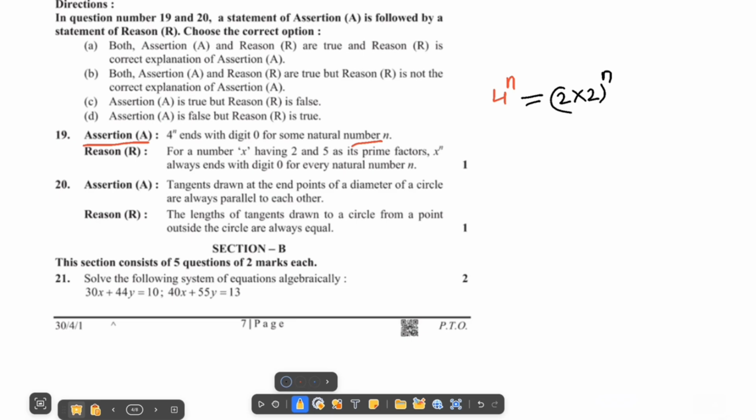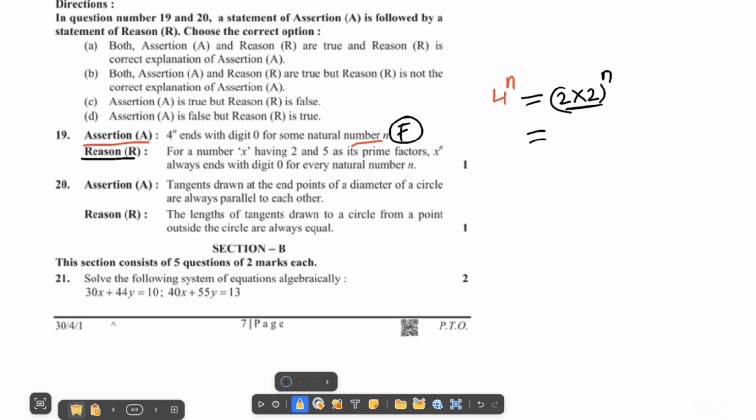When the prime factorization of any number contains only 2, then it will not end with digit 0 for any natural number n. To end with the digit 0, the prime factorization should compulsorily contain 2 and 5. Here the prime factorization does not contain 5. So there is no n value for which this will end with digit 0. So the assertion is false. The reason is also given here.